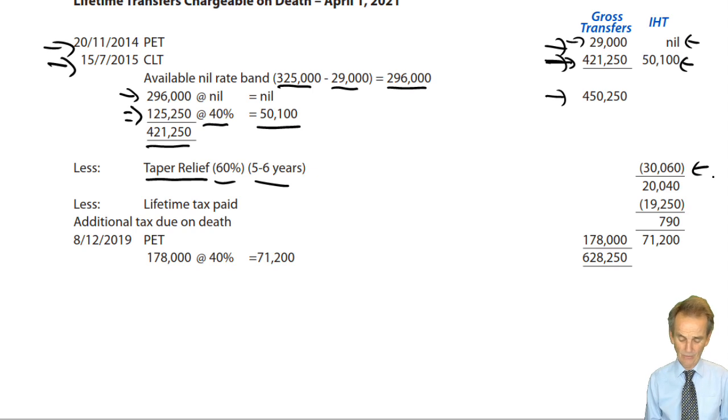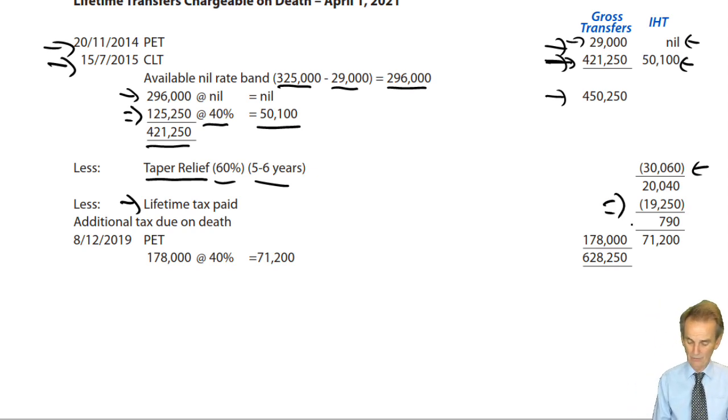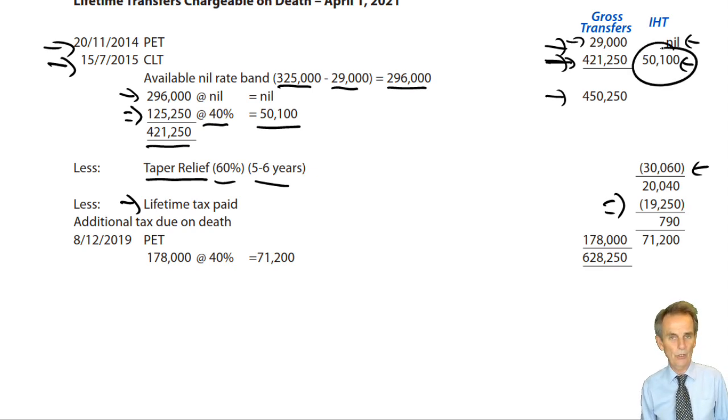And because there was lifetime tax paid, we now deduct that lifetime tax paid, that figure taken from the previous computation, 19,250. So we started with £50,100 as the 40% charge on the excess above the nil rate band. But of course we end up, after taper relief, after deducting lifetime tax paid, with a mere £790 there. That additional tax due to be paid will have to be paid, of course, by the trustees. Nobody else left to pay that. Paid by the trustees, taking, of course, that £790 out of the value of the trust itself.